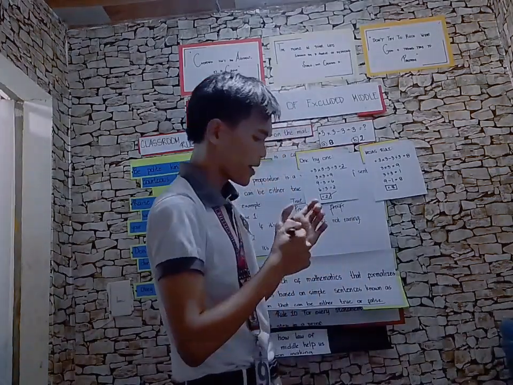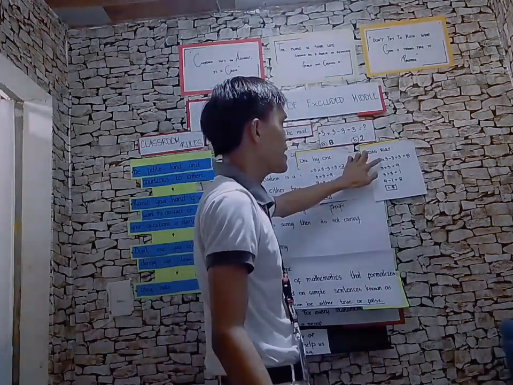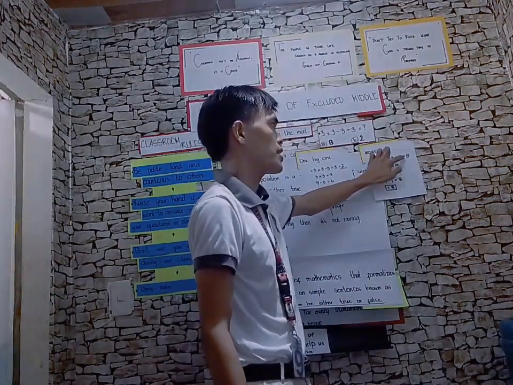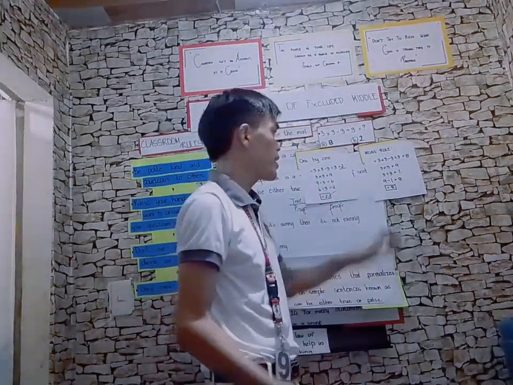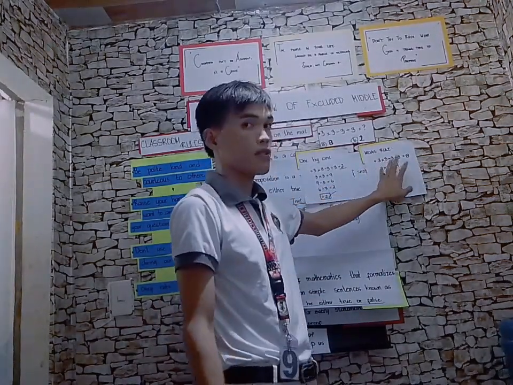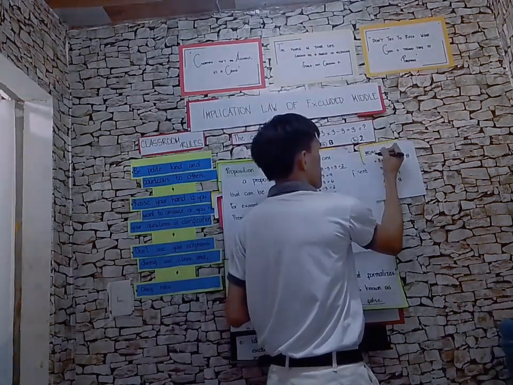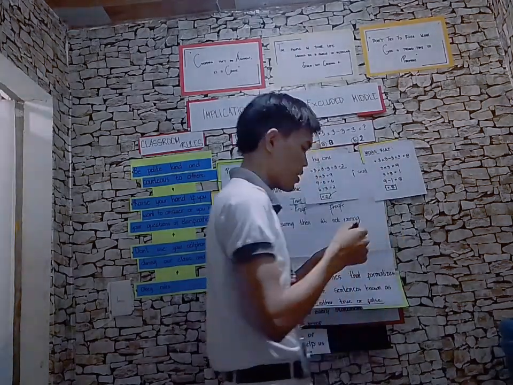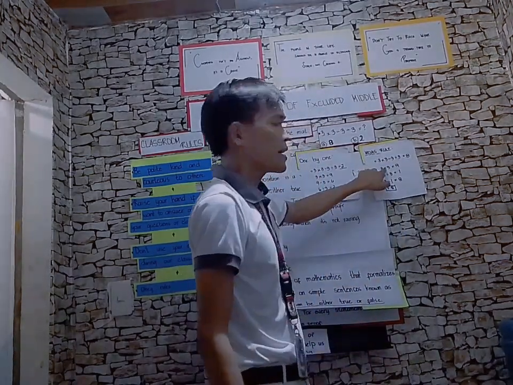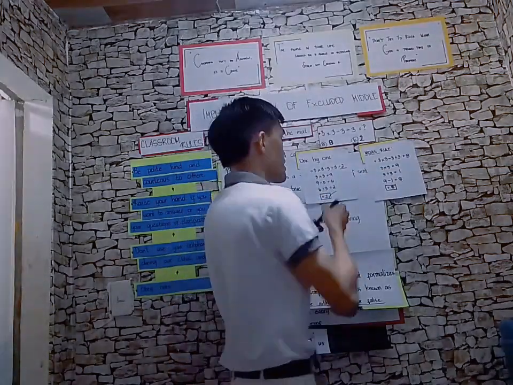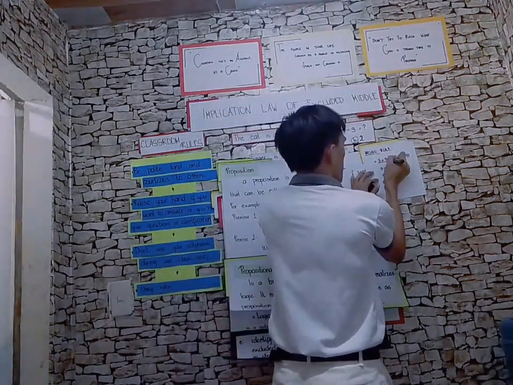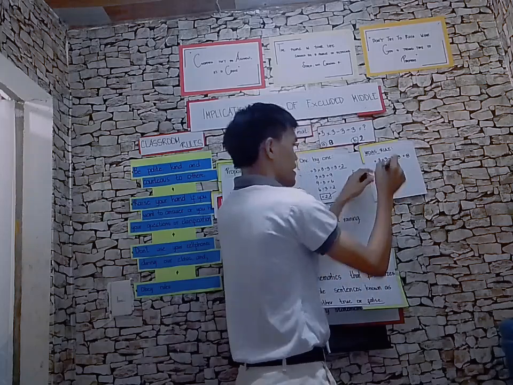Next one, if we apply the MDAS rule, 3 times 3 minus 3 divided by 3 is equal to 8. Right? 3 times 3 is equal to 9. MDAS rule: multiplication, division, addition, subtraction. So first is the multiplication, so 3 times 3 is the first one.